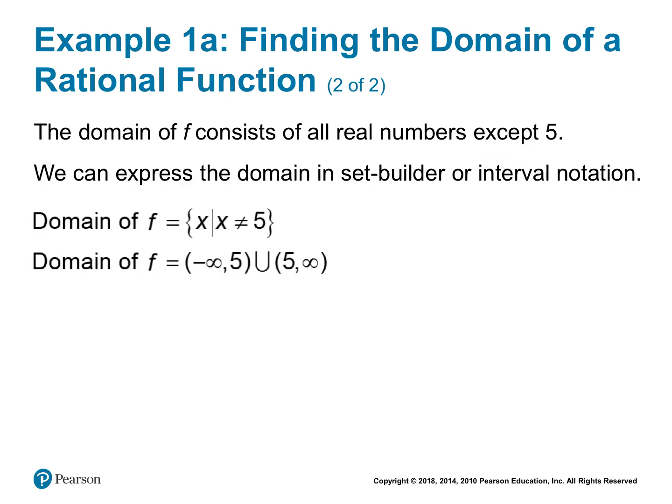So set builder notation is the top one. X cannot equal 5. And then interval notation, you could go from negative infinity up to 5, but not including 5. That's why this is a parenthesis. And then 5 to infinity would also work. Just the number 5 itself cannot.